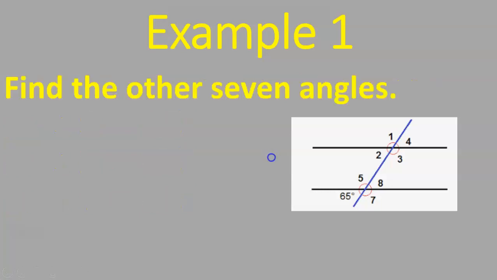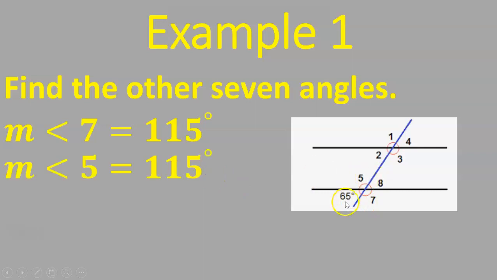Let's go to the others. Measure of angle 7 is 115. Now, where 115 comes from is simply subtracting from 180. These are a linear pair. Doesn't matter if the lines are parallel or not. Linear pairs are always supplementary. 5 and 65 are also a linear pair.